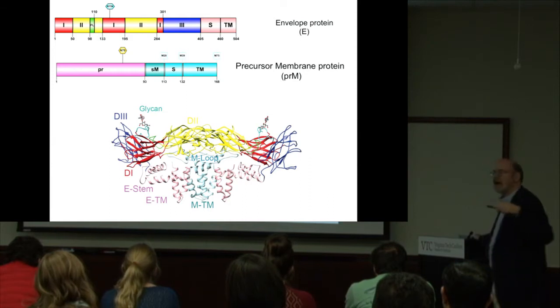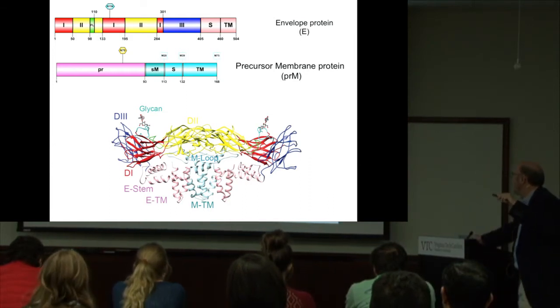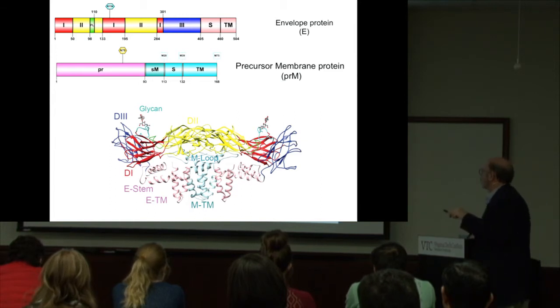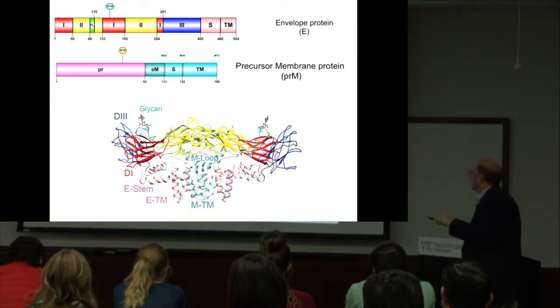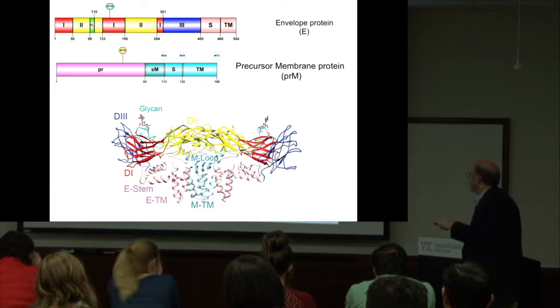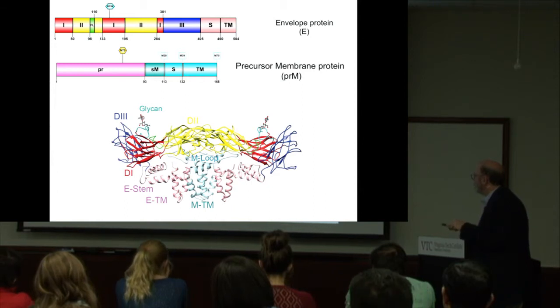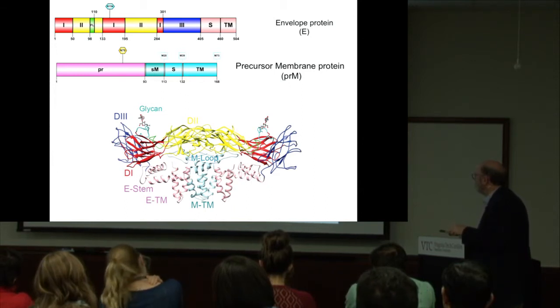This is now a side view of the envelope dimer and the M dimer from our structure. You can see that the glycan sticks out here, and this loop right here that's coming from this domain 3, this Ig-like domain. This region is on the outside covering the bilayer. These are the transmembrane domains, so this is in the bilayer of the virus itself.